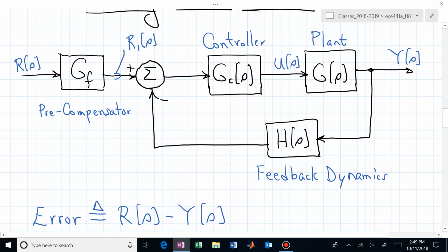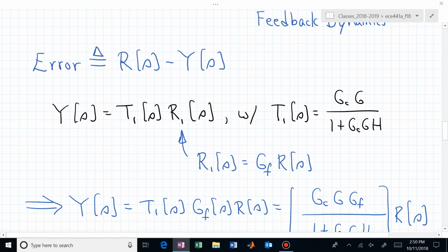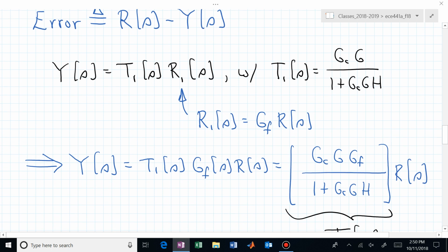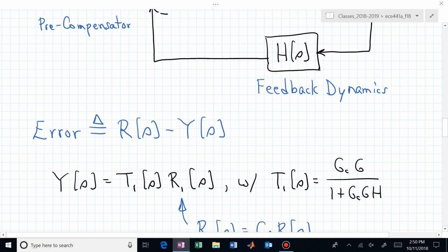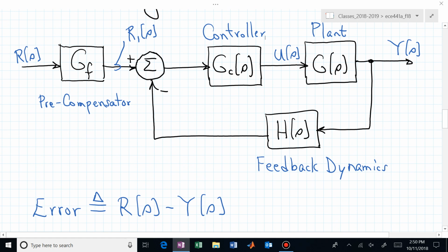But now we can simply say, oh, but R1 can be written in terms of the actual reference input, R of S. R sub 1 is the output of that block, G sub F. So R sub 1 of S, the Laplace transform of that signal, is now G sub F R. We can plug that into our expression for Y, and we see that Y is now T sub 1 G sub F R of S, or that really says that this pre-compensator, G sub F, is now going to appear in the numerator of our original T sub 1 of S expression to give us our overall transfer function T of S between the reference input R and the output Y. That's now what the transfer function closed loop would look like based on this particular block diagram configuration.